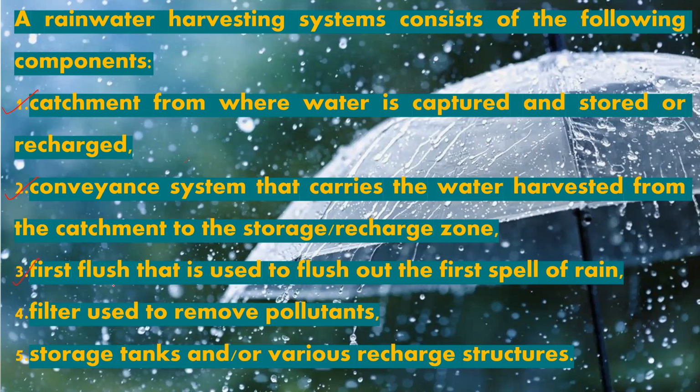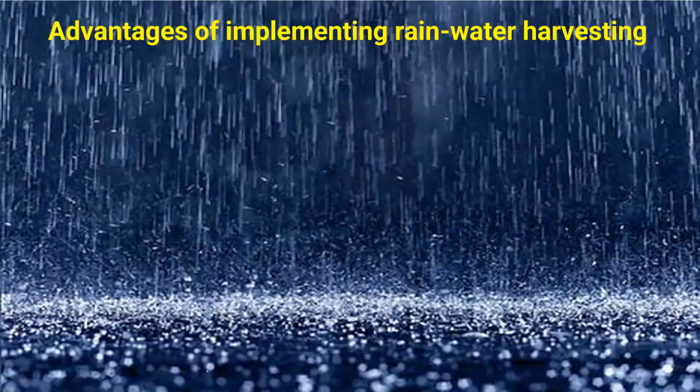Then first flush, which is used to flush out the first spell of rain. Next is the filtering system, a filter used to remove pollutants, and then what? Storage tanks and or various recharge structures. This is very important. You are performing all these stages, and at the end, if you don't have a storage tank, then what is the use? All your work, all your effort is wasted. Next is what you see.